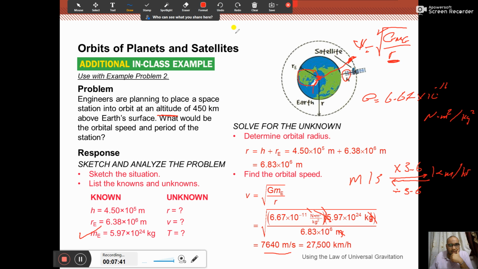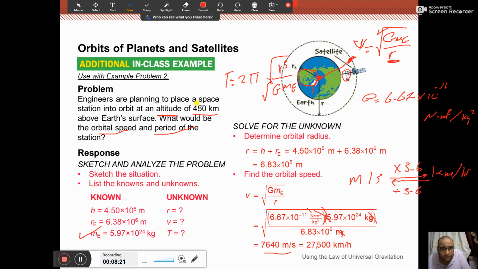As a result. The second part of the question is asking about the periodic time. The periodic time is T equals 2π times the square root of R cubed divided by GM_E. So we are able to substitute directly in this rule to find the value of the periodic time.